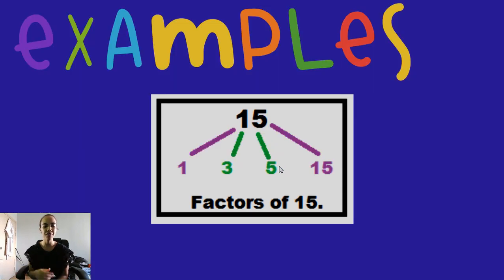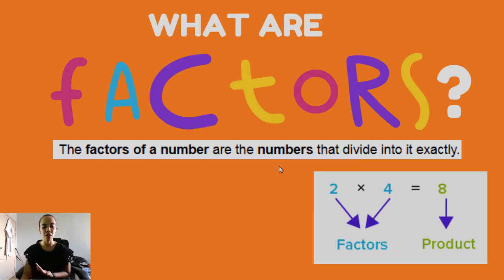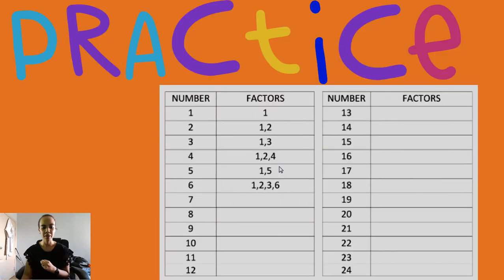Then we moved on to 15, a super easy one. We know 1 times 15 is 15, so those are 2 factors. And 3 and 5. 3 times 5 is 15, so those are 2 more factors of 15. Okay, so now we've made sure we know what factors are. Factors of a number are numbers that divide into a number equally.